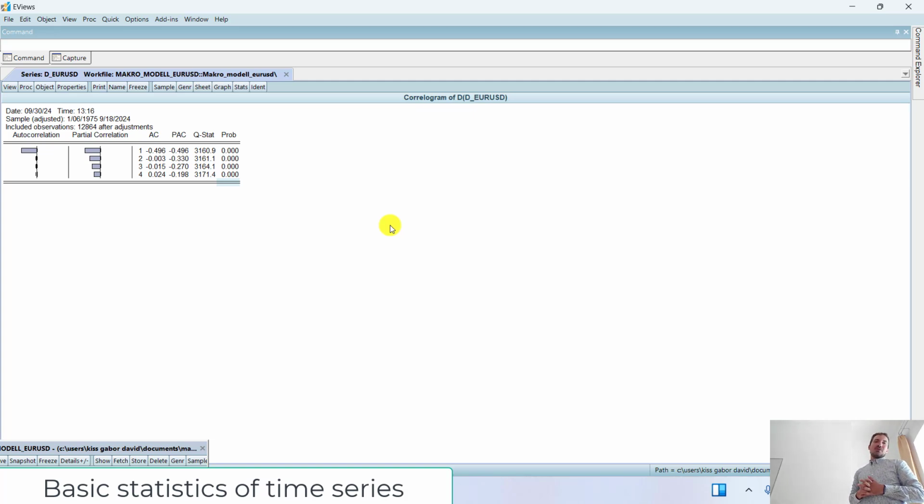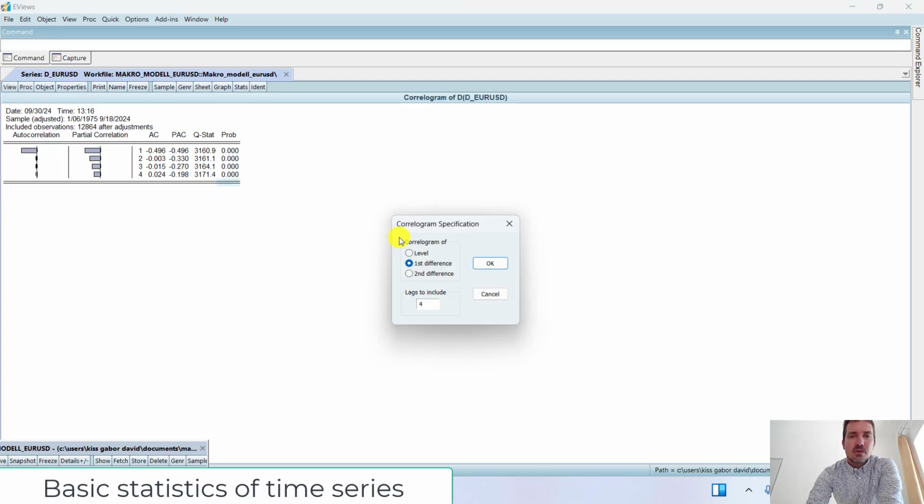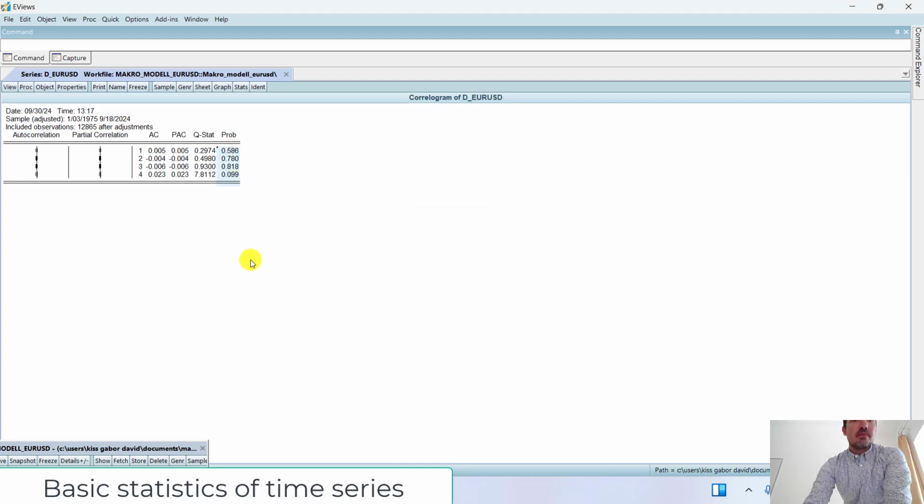Still okay-ish, because we can see that yeah, these probabilities are less than 0.05. Q-stat is the same as Ljung-Box, just a bit different. Okay, for some reason they did not. Oh, I already used the differential. That's a problem. So correlogram level. Okay, now it's good.